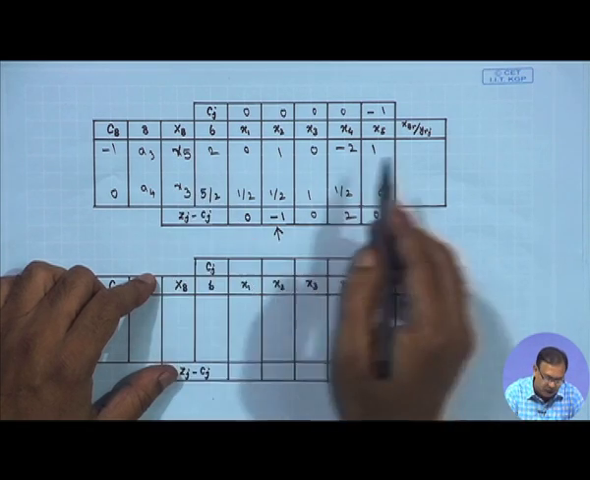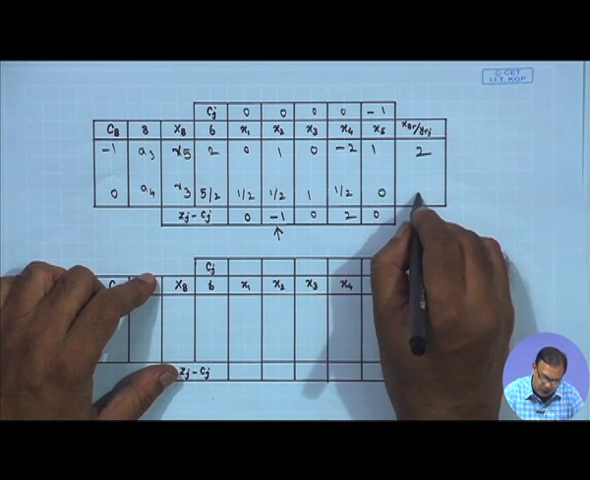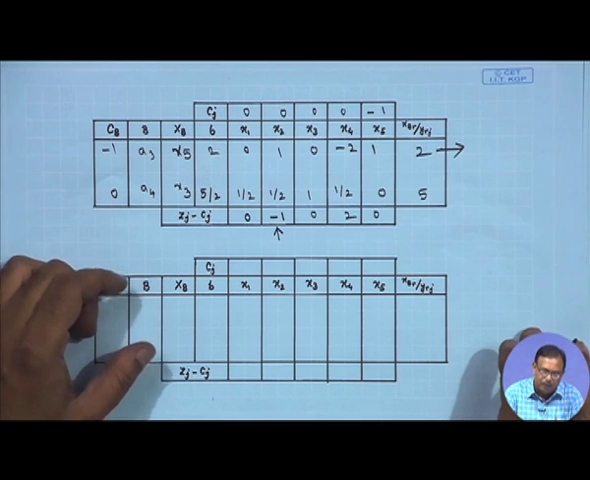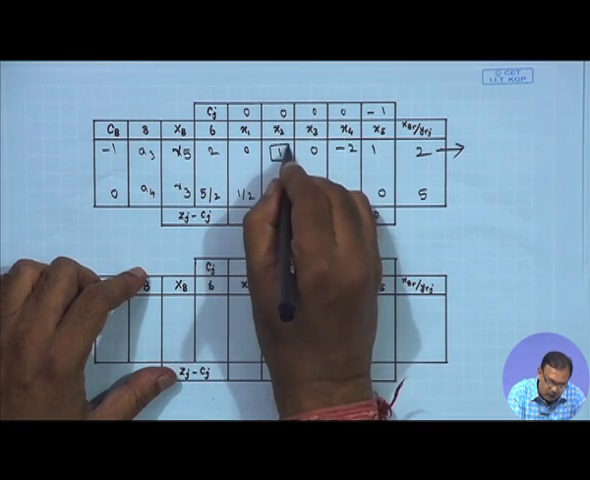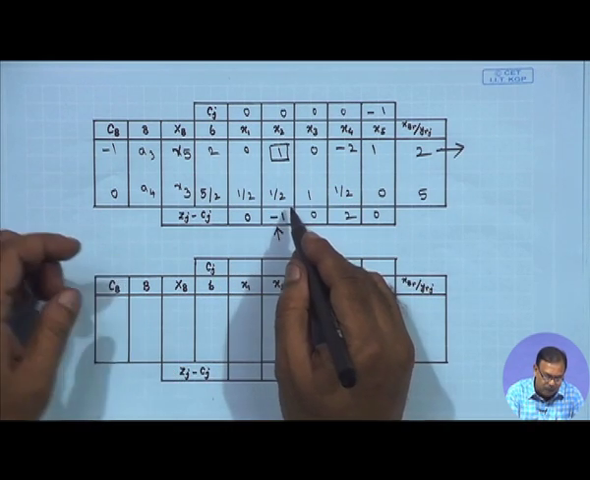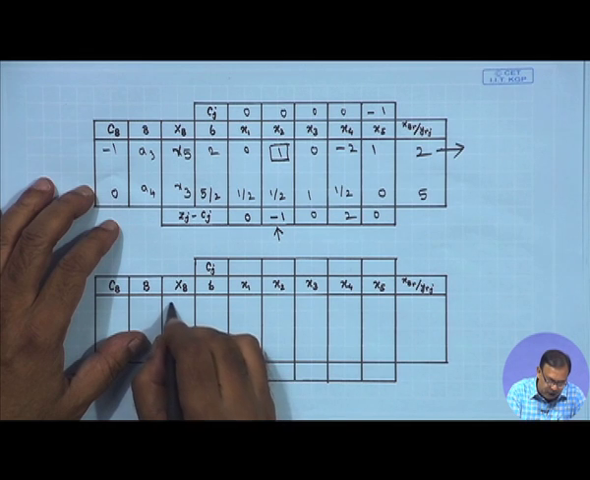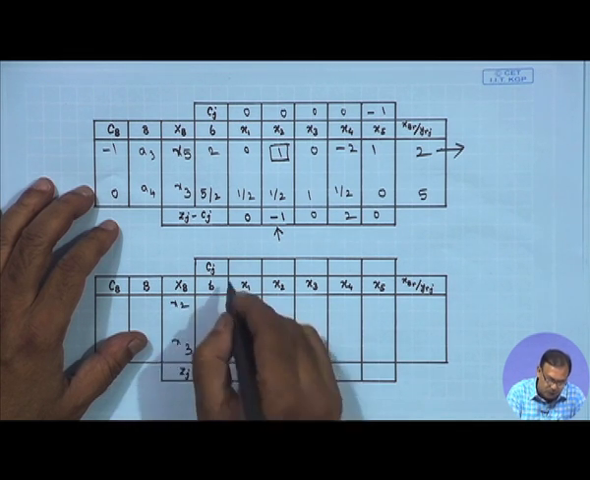Now I calculate the ratio: 2 by 1 by 2, and 5 divided by 1 by 2. So it will be 5. So the outgoing vector will be x5 and your pivot element will be 1. This is already 1, I have to make it 0. So in the basis now, x3 will be replaced by x2. So it will now be x2, x3.